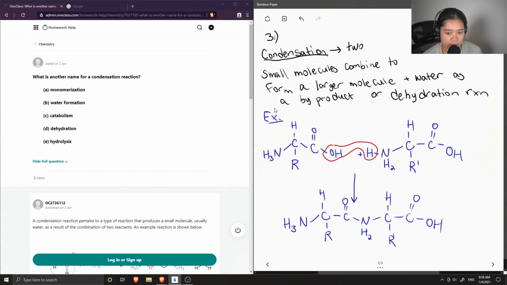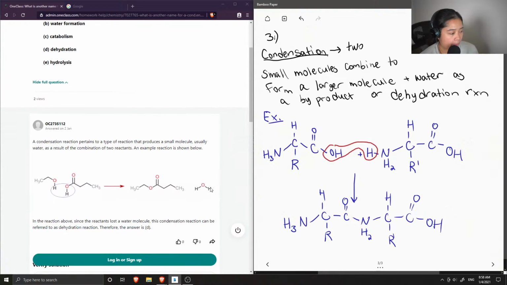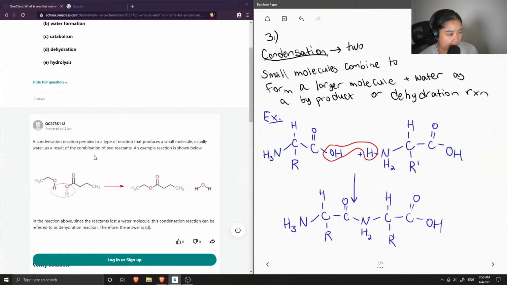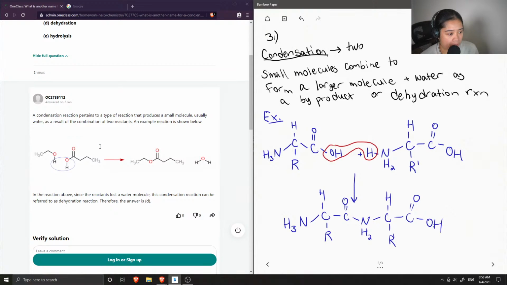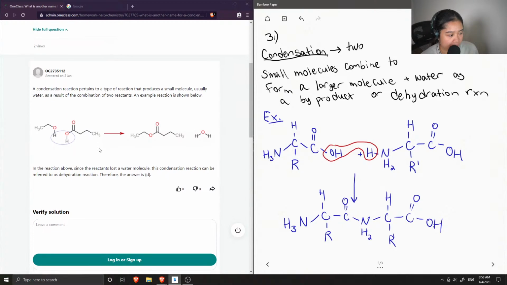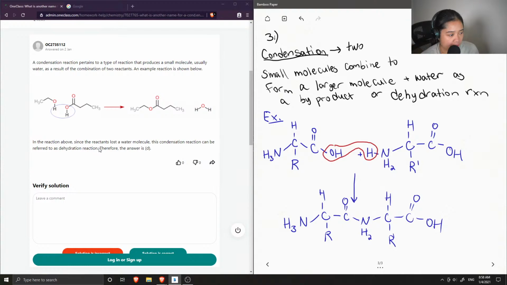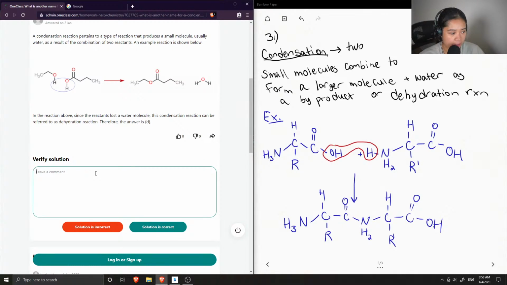Okay, so let's see what the junior tutor said. Condensation reaction pertains to a type of reaction that produces a small molecule, usually water, as a result of the combination of two reactants. An example reaction is shown below. In the reaction above, since the reactants lost a water molecule, this condensation reaction can be referred to as a dehydration reaction. Therefore, the answer is D. Yep, so this solution is correct.